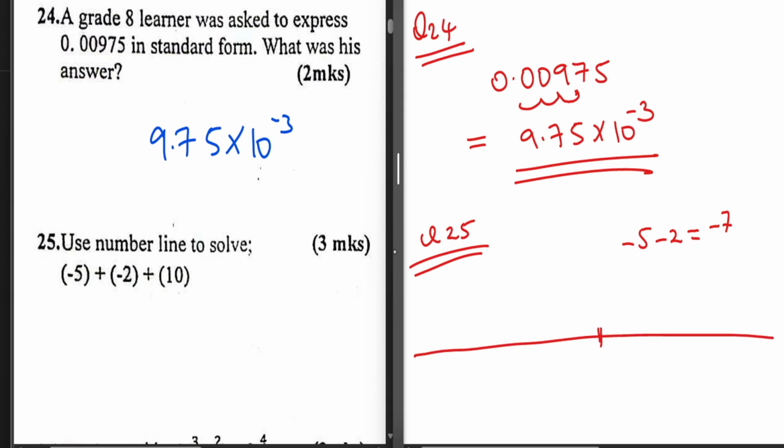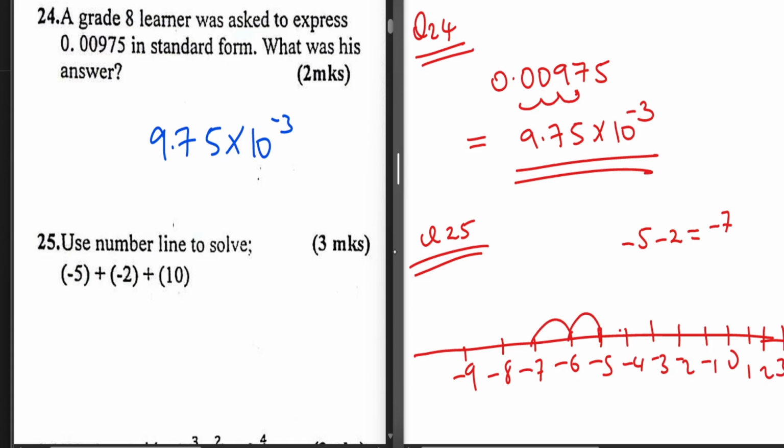So let's say this is minus 5, minus 6, minus 7, minus 8, and minus 9. And we have minus 4, minus 3, minus 2, minus 1, 0, 1, 2, and 3. So we have minus 5, minus 2, 1, 2 to give you minus 7, then plus 10, which is 1, 2, 3, 4, 5, 6, 7, 8, 9, and 10.